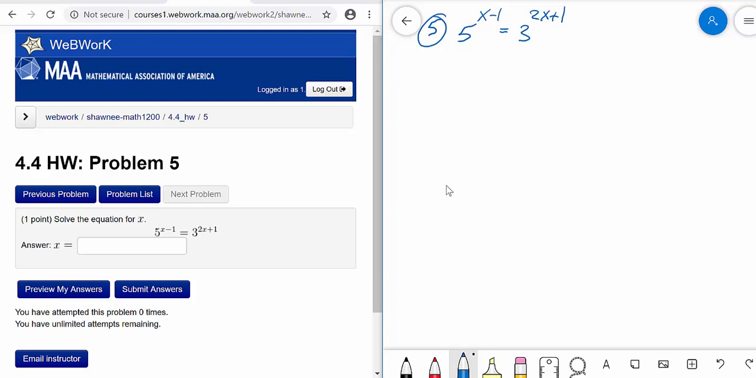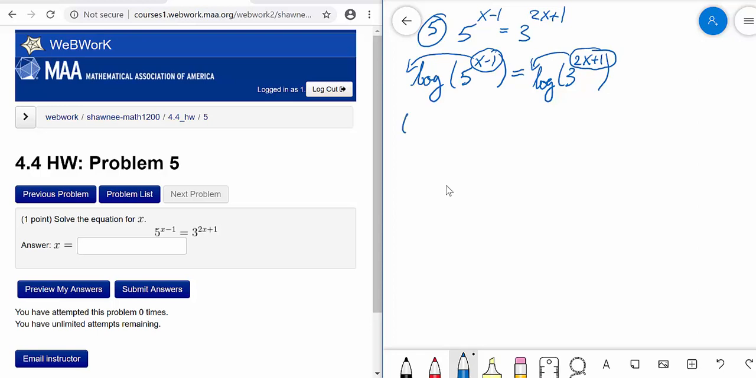So you can choose any log you want, but typically we use either the common log, the log base 10, or the natural log. So it's kind of up to you. I'm going to choose the common log, so I'll take the log of both sides of this expression. And then using the third law of logarithms, I can move these exponents out front. And since these exponents are polynomials, we need parentheses in front. So I would have parentheses x minus 1 times the log of 5 equals parentheses 2x plus 1 times the log of 3.